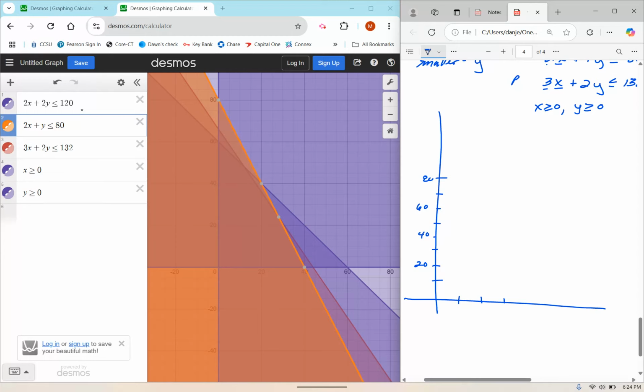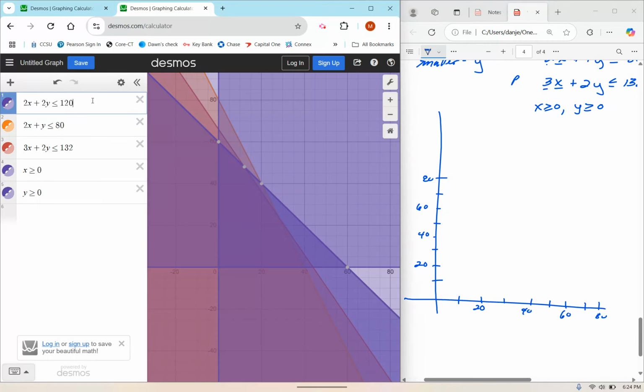$20, $40, $60, $80. 10, 20, 30, 40, 50, 60, 70, 80. So here's 80, 60, 40, 20. What I like about Desmos is you get a much better picture. So this first equation, we have an x-intercept of 60 and a y-intercept of 60. And so here is that first line.